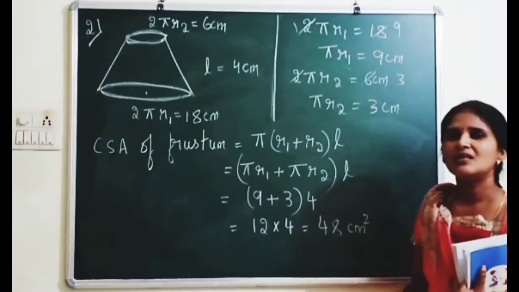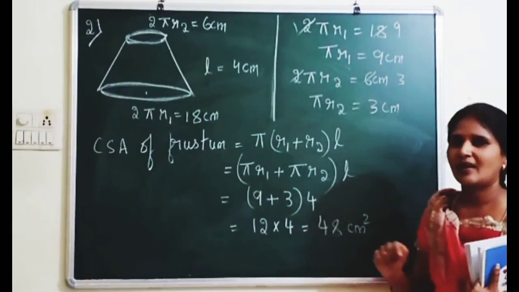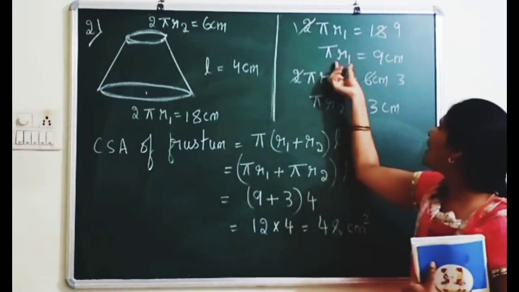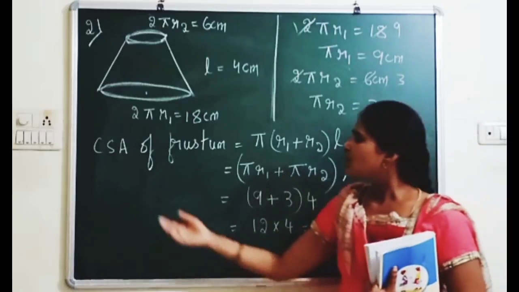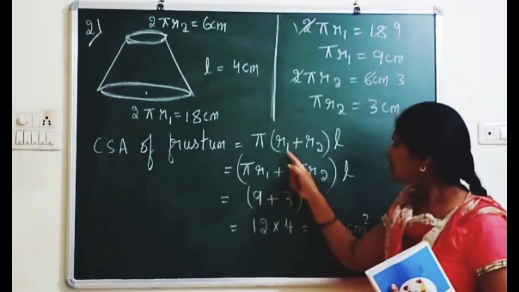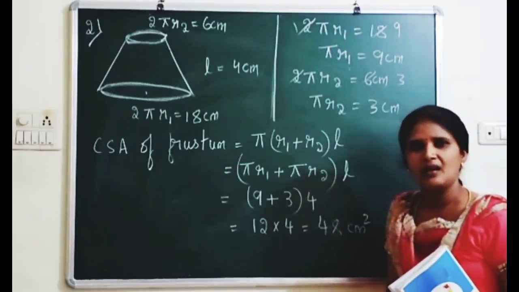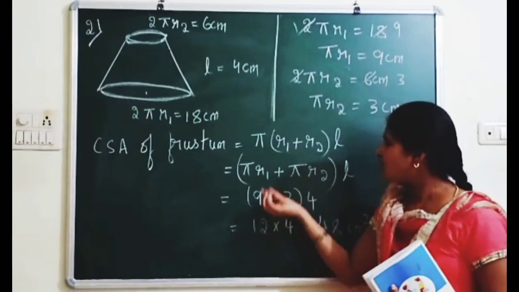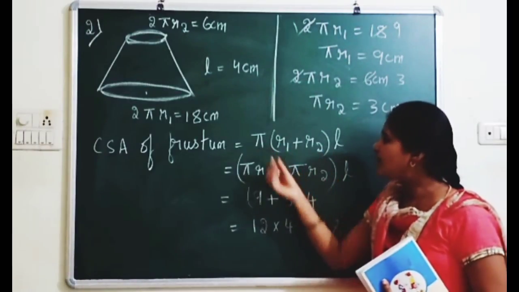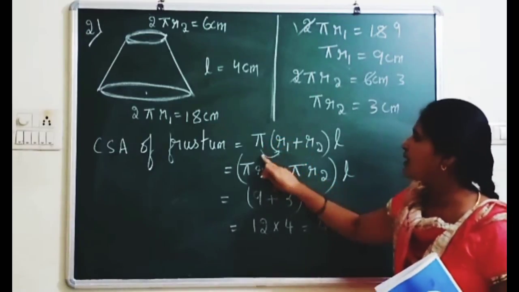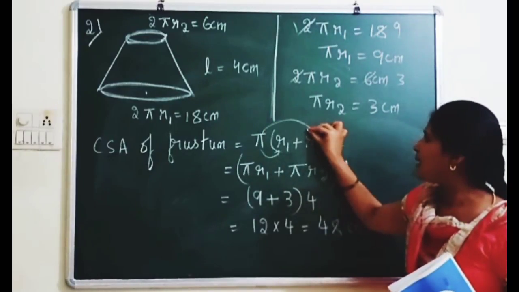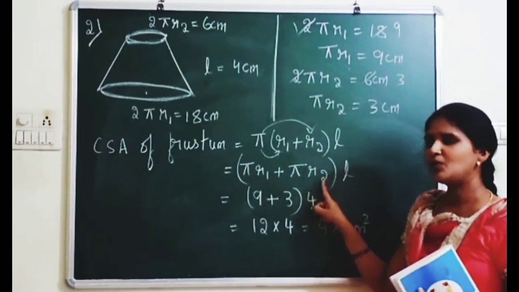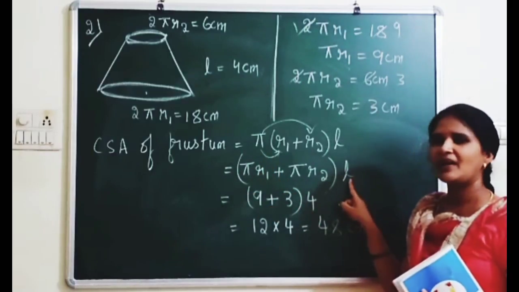Pi R1 I got 9 centimeter. 2 pi R2 is given 6 centimeter. 2 ones are 2, 3s get cancelled. Pi R2 is 3 centimeter. Now I have L as 4, pi R1 as 9 and pi R2 as 3. So what is the CSA of frustum formula? Pi into R1 plus R2 into L. I hope you see why I didn't substitute pi here, because pi is common for both. If you multiply pi with R1, it will become pi R1. And when you multiply pi with R2, it becomes pi R2. So now I got pi R1 plus pi R2, and be careful that outside the bracket it is L.